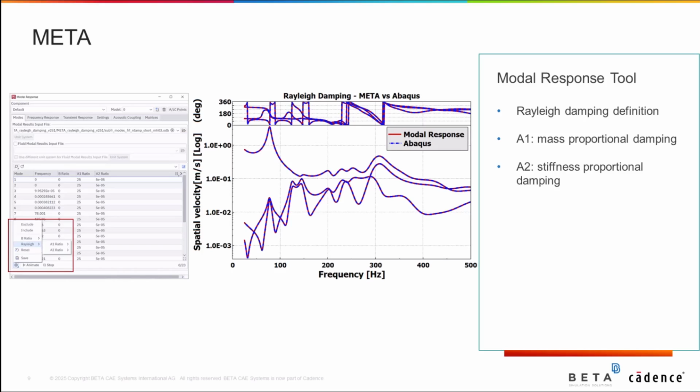The stiffness proportional damping is proportional to the stiffness matrix and reflects the material's internal dissipation mechanisms. It influences higher frequencies and is defined by the damping factor A2. These factors can be a single value or can be defined through a table.